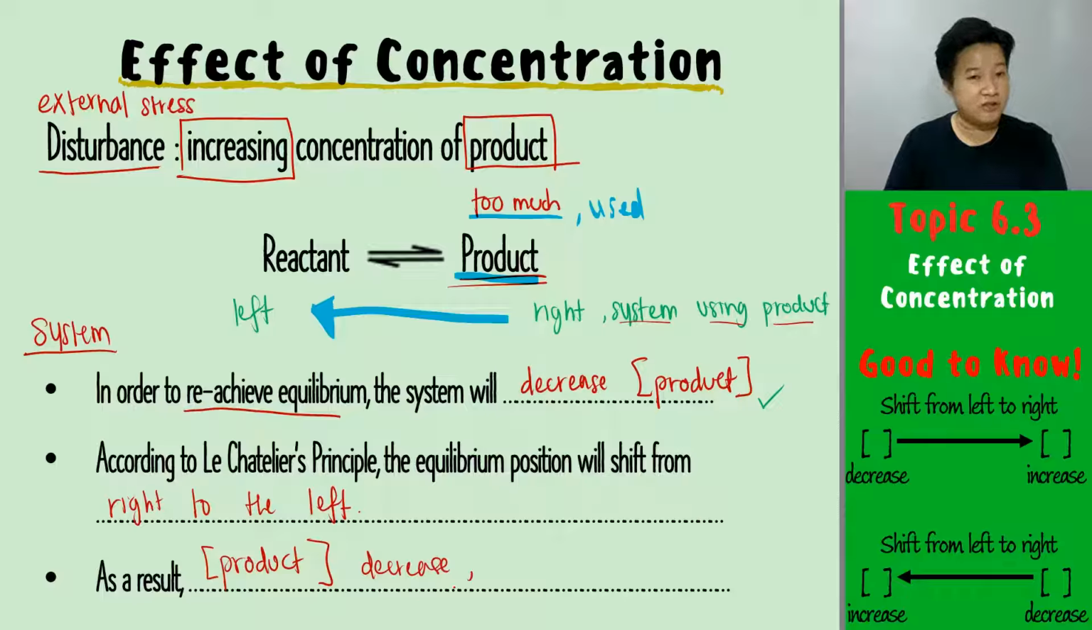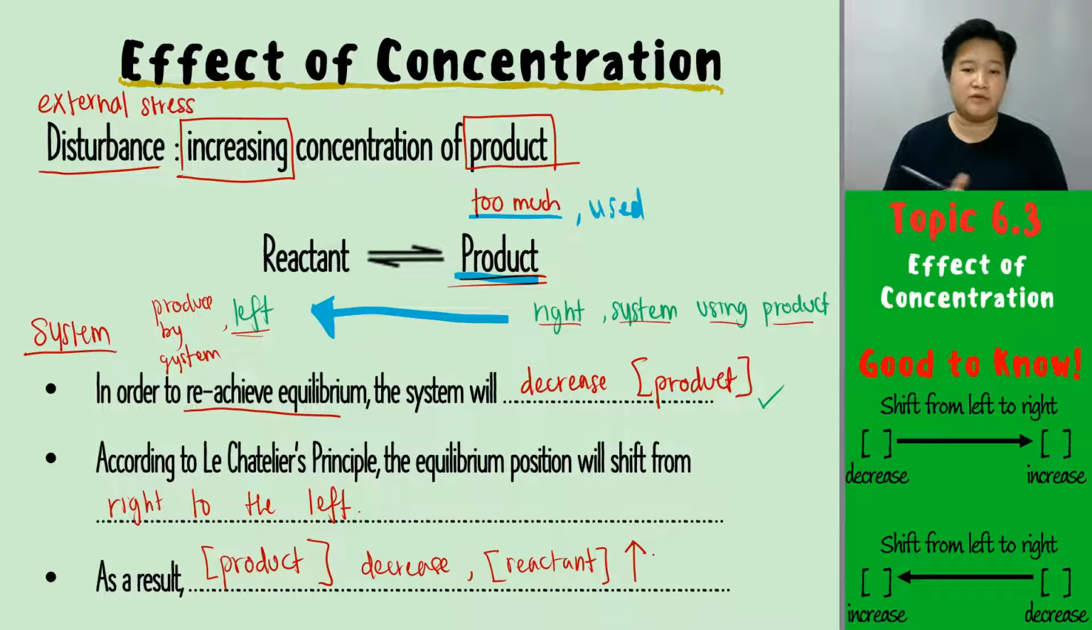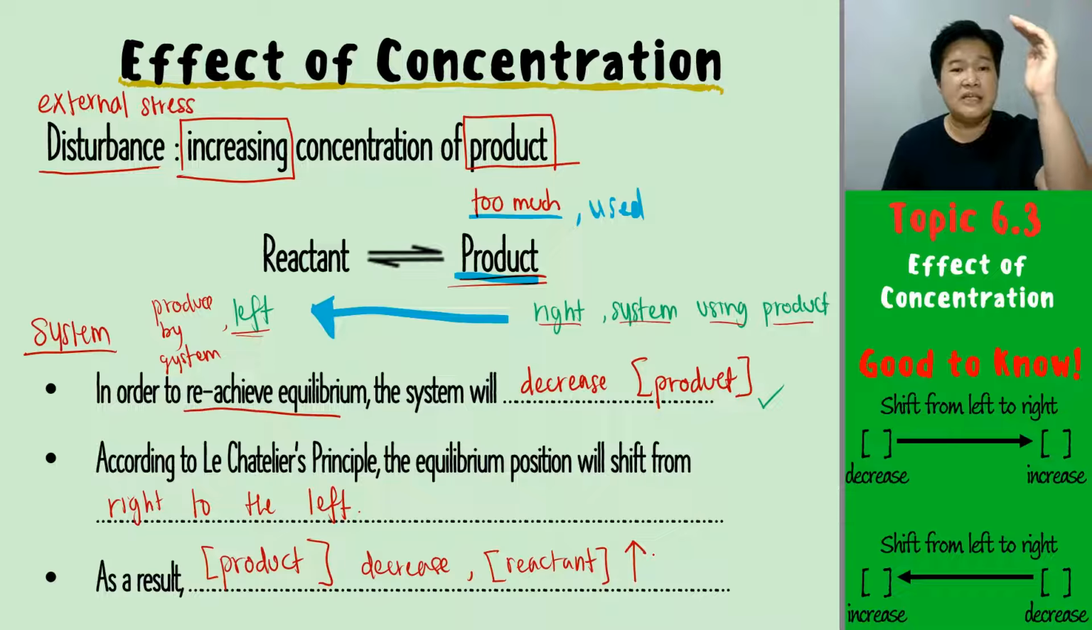And since we are moving from the right to the left, your reactant will be produced by the system. Okay? When the reactant is produced by the system, what will happen to the concentration of your reactant? Simple. We are producing the reactant. So the concentration of reactant will increase. Simple? Alright? So always remember, in the Chatelier principle, it's as simple as maintaining the equilibrium. And how can I maintain the equilibrium? The system will go against the disturbance. That's it. When the disturbance is increasing the product, your system will decrease the product.